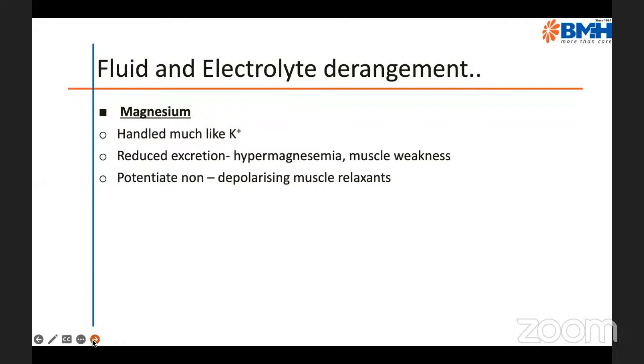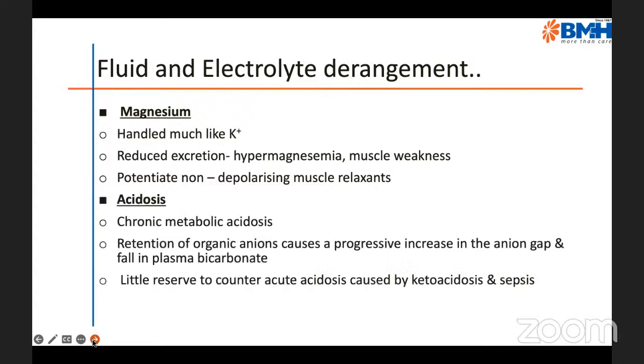Magnesium is handled much like potassium, and when there is reduced excretion, as in CRF, there can be hypermagnesemia and muscle weakness, and it can potentiate non-depolarizing muscle relaxants. That's an anesthetic implication for us.